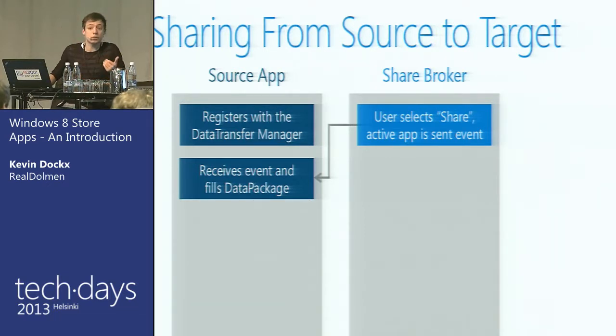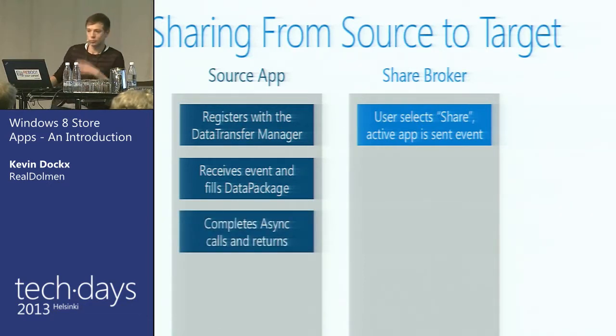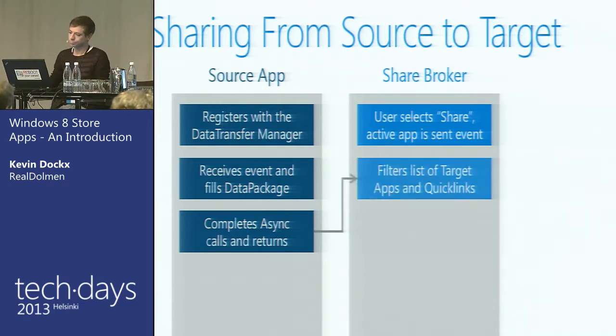What happens then is my source application, my Woodgrove banking app, receives an event. Windows told me, hello user, the user told me he wants to share this page. So I will receive an event, and I will have to fill a data package. The data package is the thing that will actually be shared. Call's complete, and I'm already done. So this is all I will have to do. And now Windows takes over.